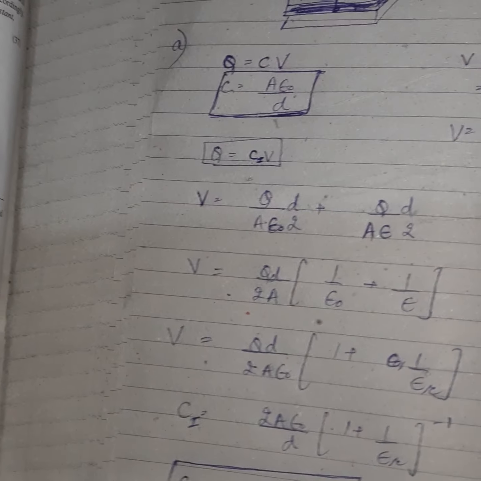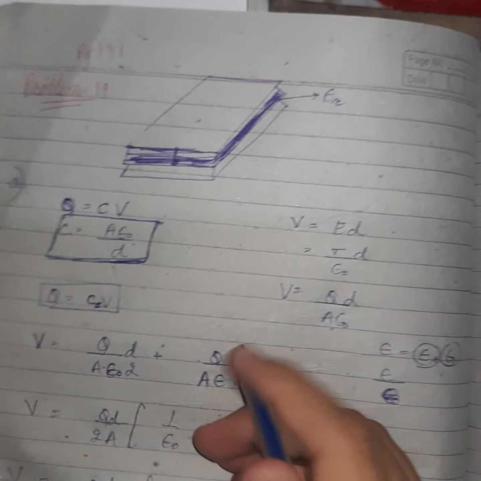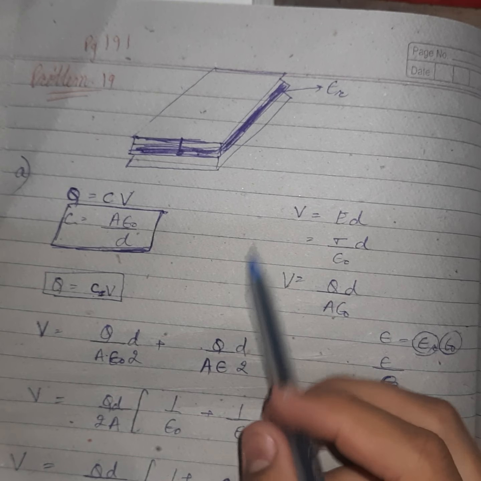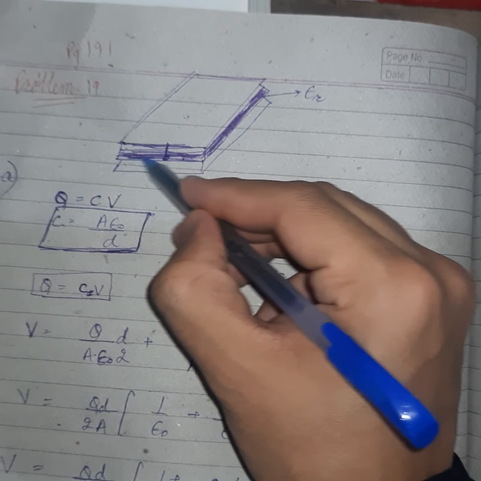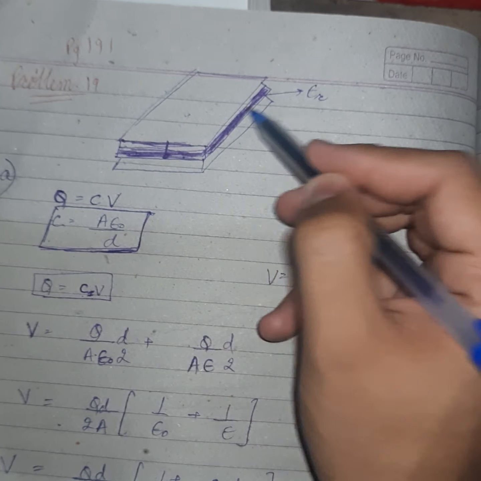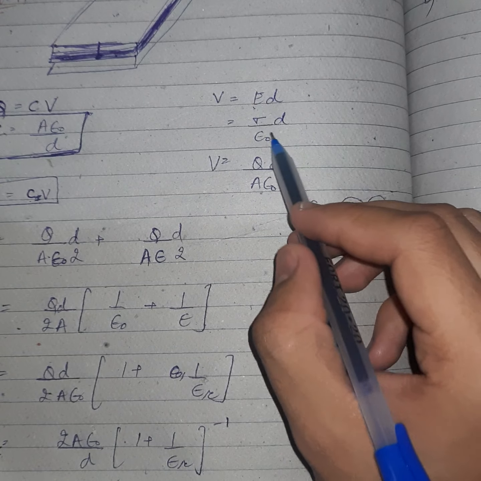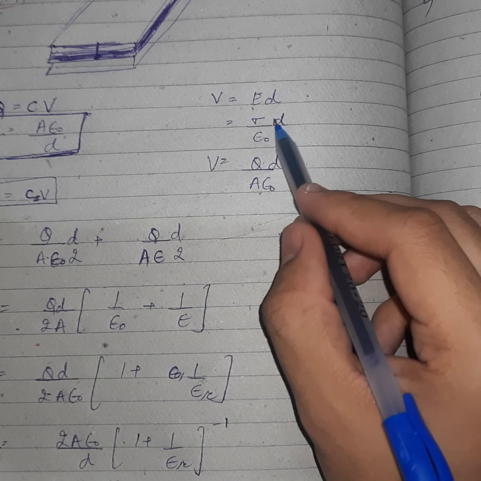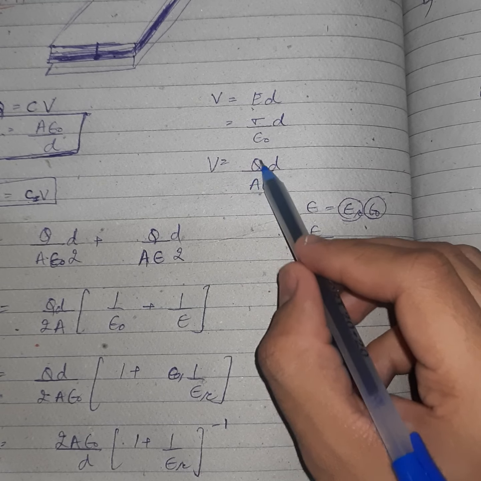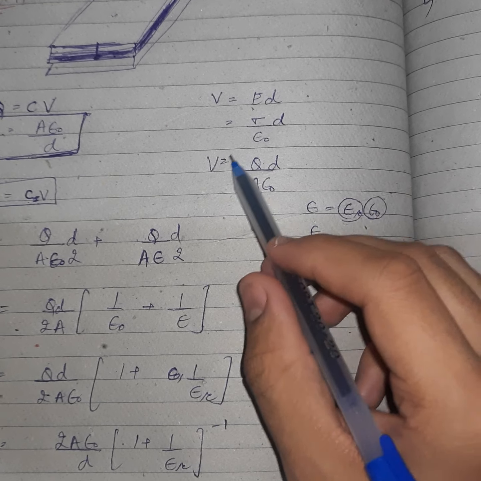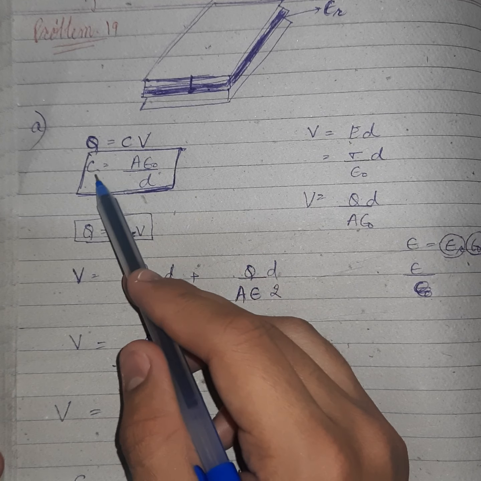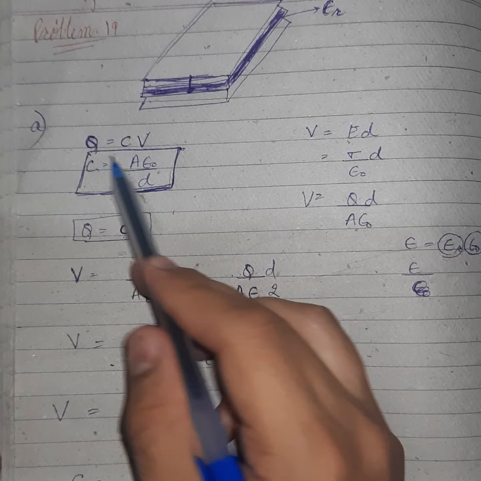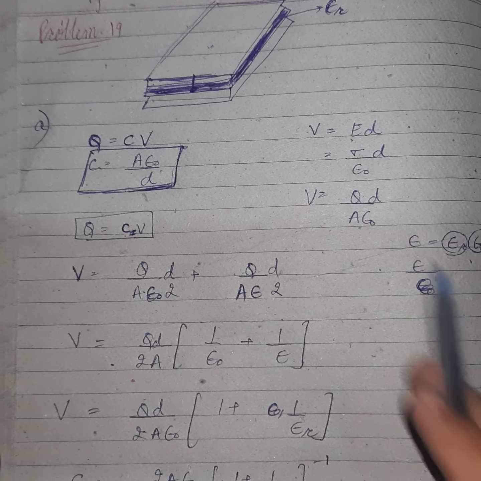So, this is the figure we have in our question, and this is the parallel plate capacitor, and this is the dielectric inside it with dielectric constant epsilon r. And we know that V is equal to E into D, and E is sigma upon epsilon, and V comes out to be Q upon A epsilon into D. So on putting the value of V in this formula, we know that Q is equal to CV. So we get capacitance for a parallel plate capacitor as A epsilon naught upon D.